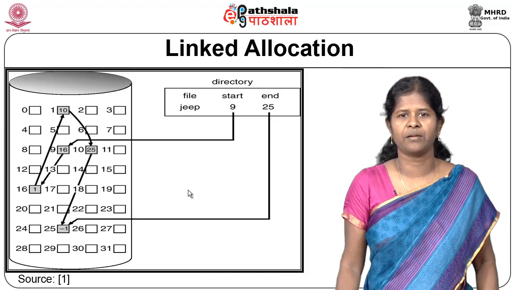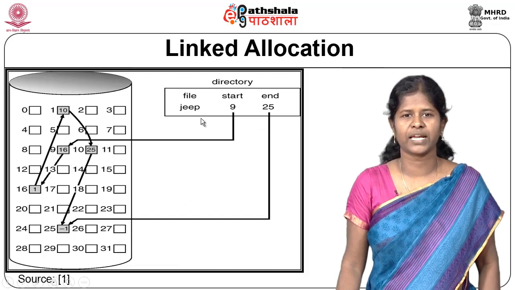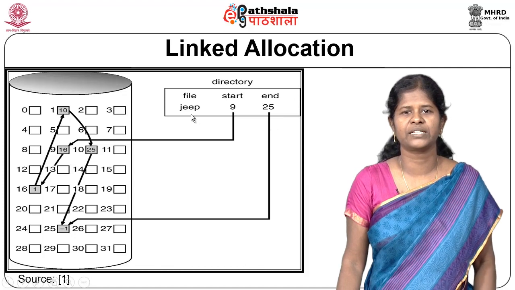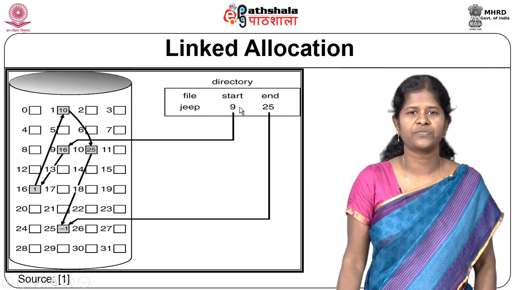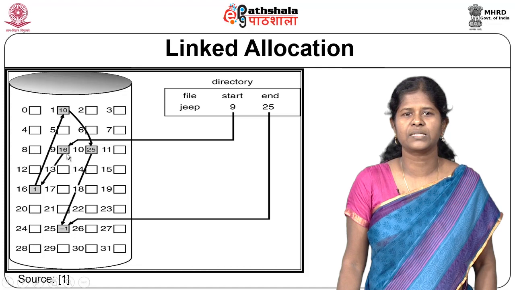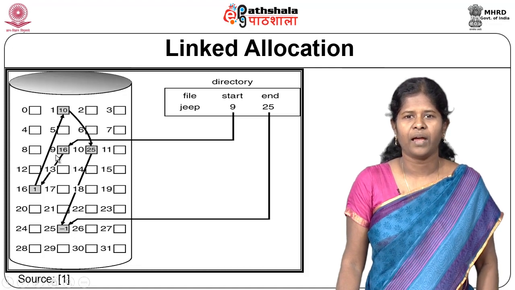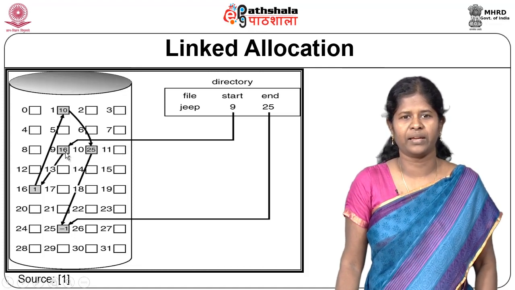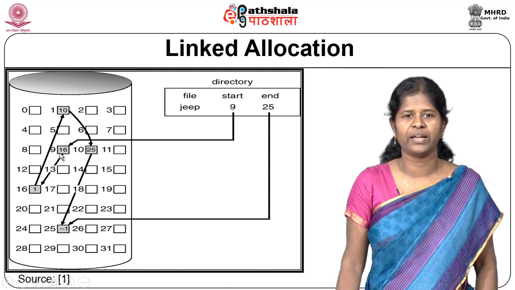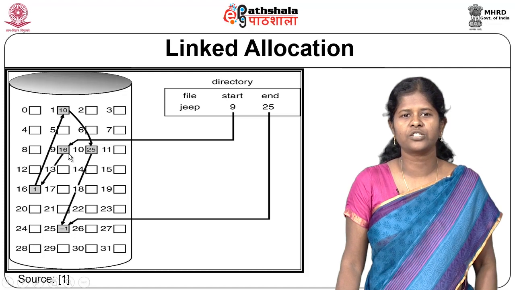So, look at this diagram. This shows how linked allocation is done. You have a directory entry. The directory entry has the name of the file, the address of the starting disk block, that is 9, and then in disk block number 9, along with the contents of the file, you also have a pointer that is stored, that is the pointer that points to the next disk block which contains the contents of the file.